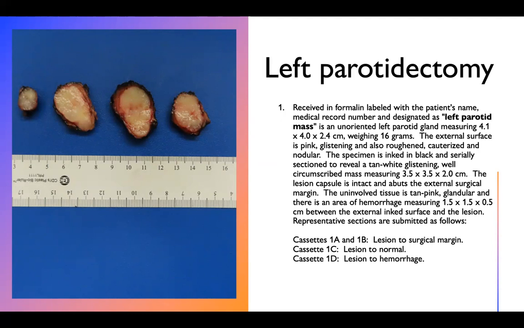It was received in formalin, labeled with the patient's name and medical record number, designated as left parotid mass. It was unoriented, measuring 4.1 by 4.0 by 2.4 centimeters and weighing 16 grams. The external surface was pink and glistening, roughened, cauterized, and nodular. I went ahead and inked the specimen in black and serially sectioned it, and it revealed a tan-white, glistening, well-circumscribed mass measuring 3.5 by 3.5 by 2. The capsule of the lesion was intact.